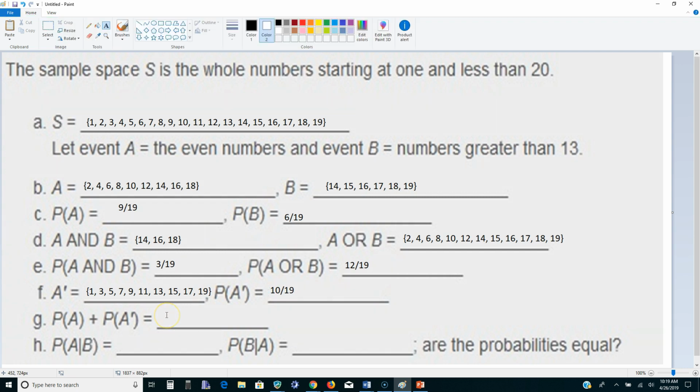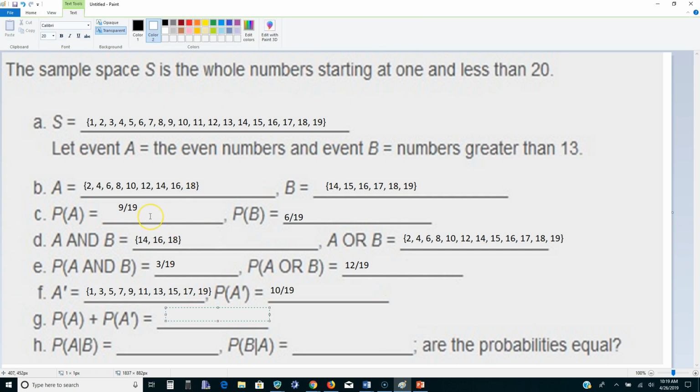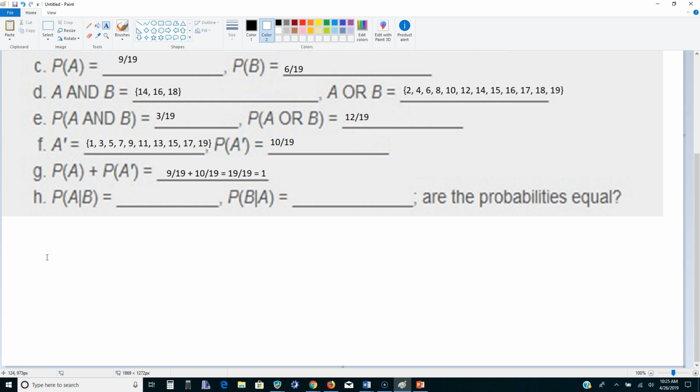Now it's asking us in G to do the probability of A plus the probability of A prime. Well, we already have the probability of A up here, which is 9 out of 19, plus A prime, 10 out of 19. And if you recall, when you're adding these two together, they should, and they do, equal 1. Right, so it equals 19 out of 19, which equals 1.